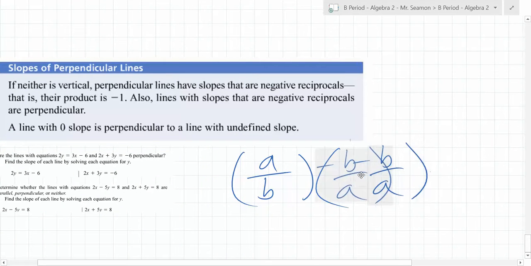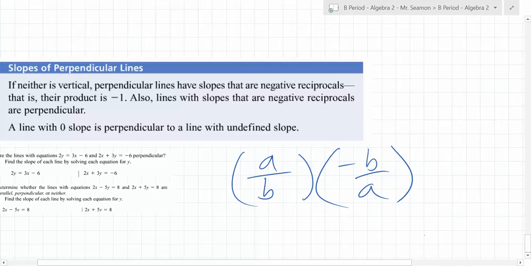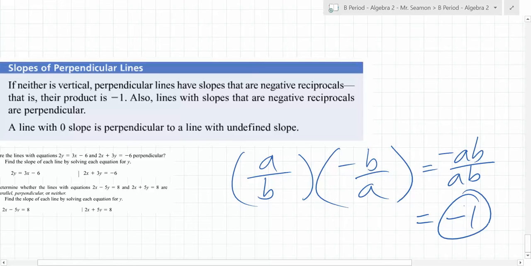So if I take these two things, what happens if I multiply them together? What does the top become? Negative what? Negative AB. What does the bottom become? AB. What does that simplify to? -1. If you multiply two numbers together and you get -1, they have to be opposite reciprocals of one another. So an easy way to remember perpendicular, two lines are perpendicular if their slopes multiply together to get -1.